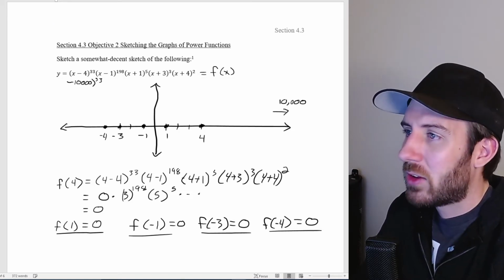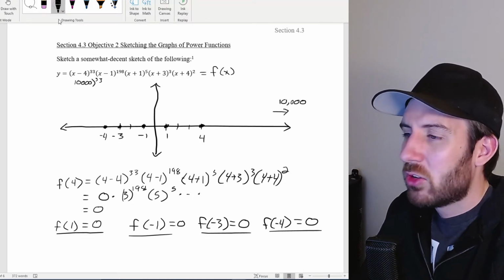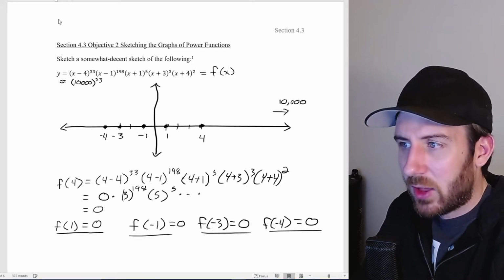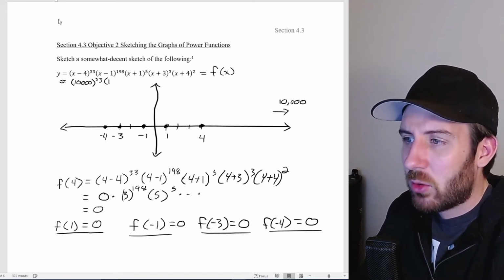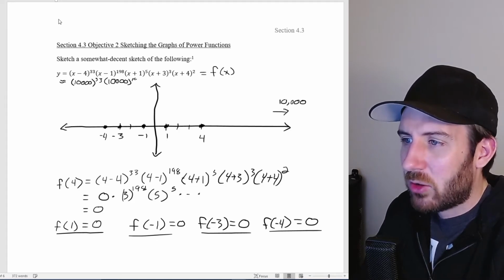I probably shouldn't put the little dash there. That was supposed to be an approximate, but it almost looks like a negative, so I'll take it away. So it's about, I'll do a squiggly equals, about equal to 10,000 to the 33rd. And then I've got 10,000 minus 1. Well, it's just about 10,000. So that's going to be 10,000 to the 198th.